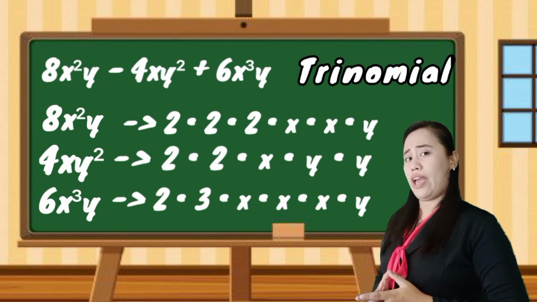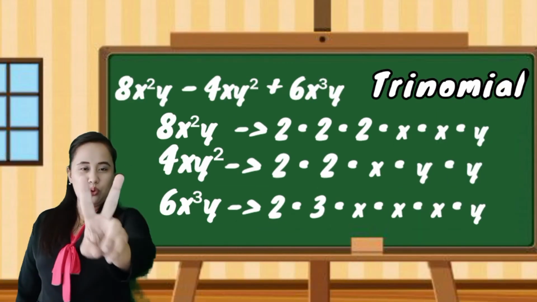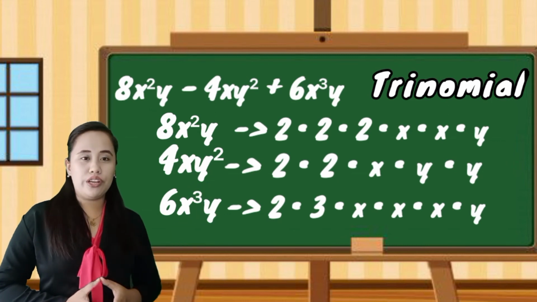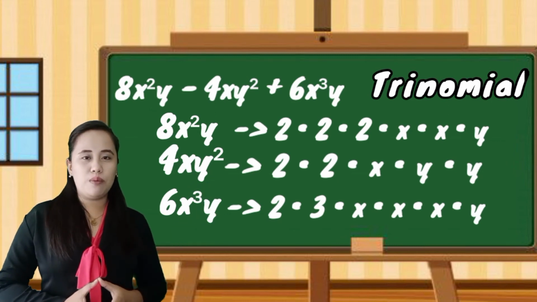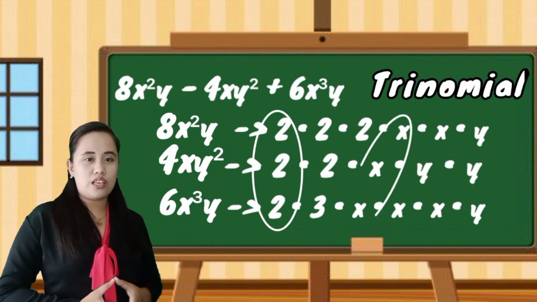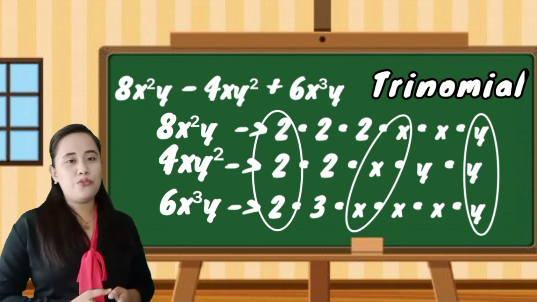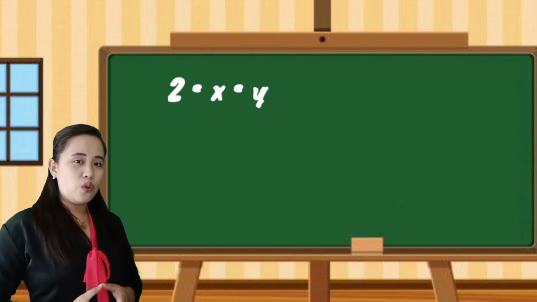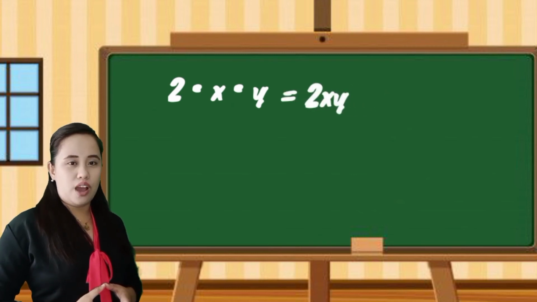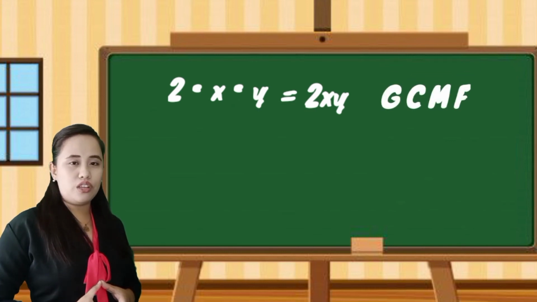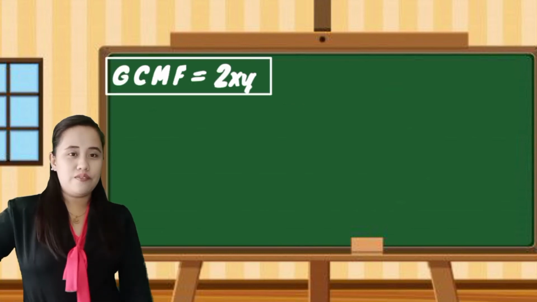So what are we going to do next? Step number 2. For step number 2, let us look for the common factors. So what is common on the 3 terms? So we have here 2, x, and y. Multiplying the common factors, we will have 2 times x times y, which is equal to 2xy. Now, 2xy will be our greatest common monomial factor. Let's move on to step number 3.